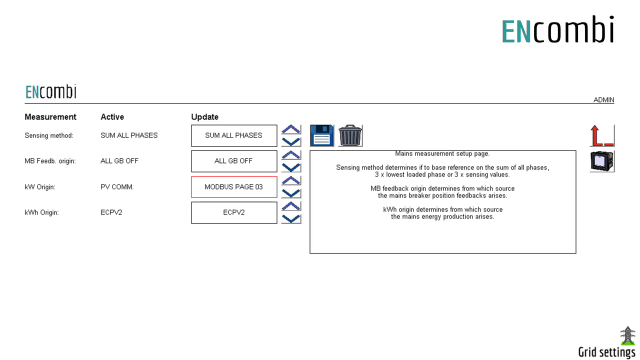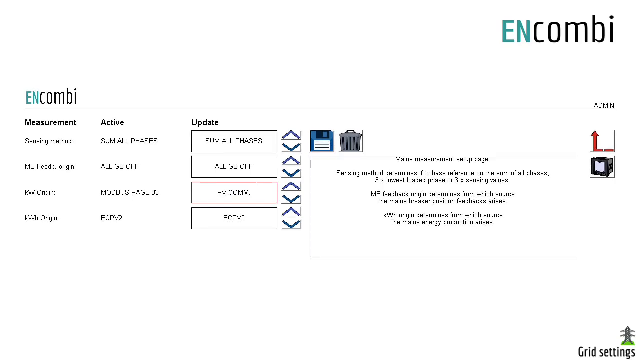This setting allows the ECPV2 to use the grid power data written from a superior controller to the ECPV2 proprietary Modbus map page 3. And the other alternative is PV communication. Here the ECPV2 will acquire the active and reactive power readings from this meter via the PV communication. This setting will be useful for some inverter managers which support data acquisition from a power meter installed at the grid connection.